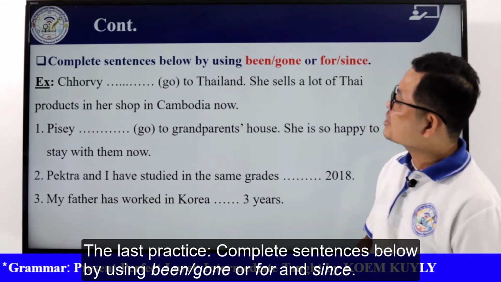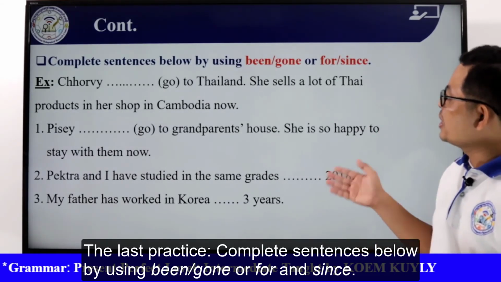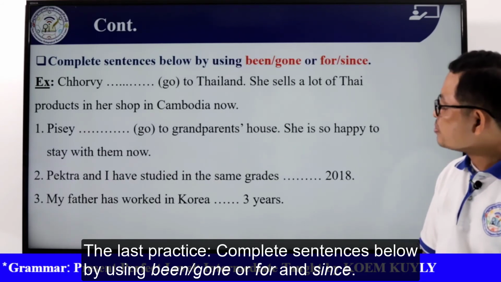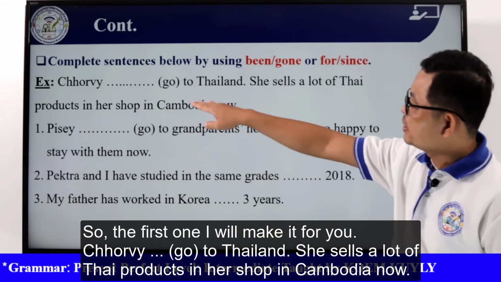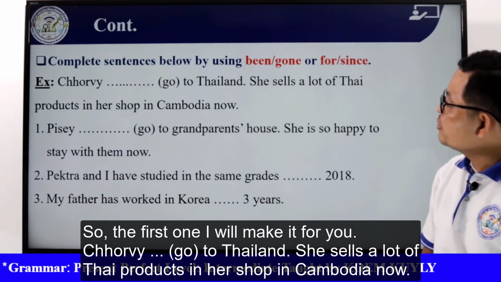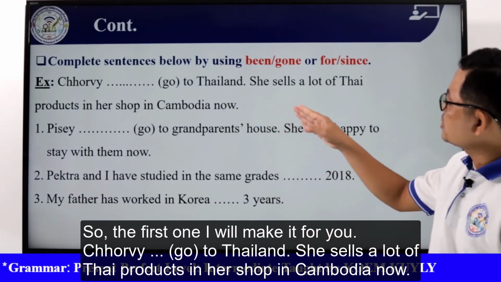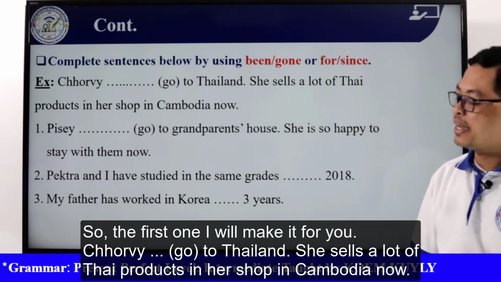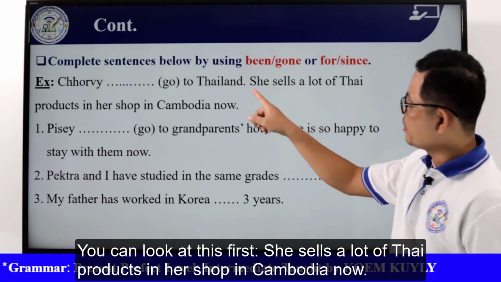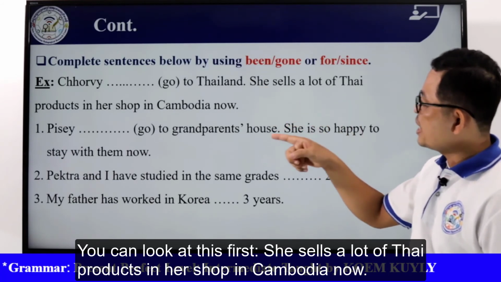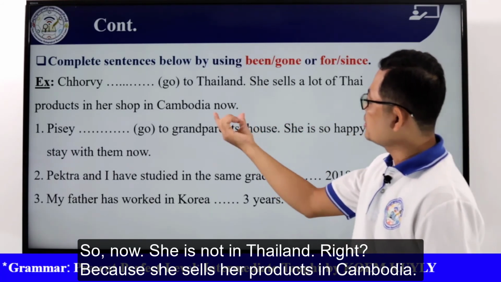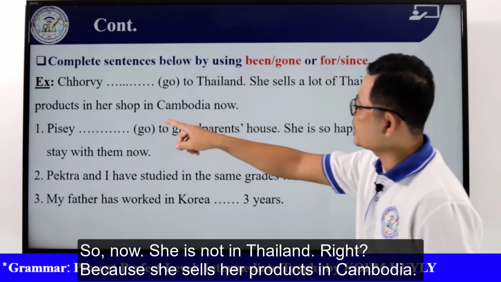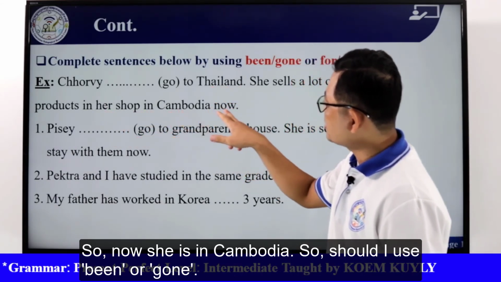The last practice, complete sentences below by using been, gone, or for and since. Yeah, so the first one I will make it for you. Chovi goes to Thailand. She sells a lot of Thai products in her shop in Cambodia now. You can look at this first. She sells lots of Thai products in her shop in Cambodia now. So now she's not in Thailand, right? Because she sells her products in Cambodia. So now she's in Cambodia.